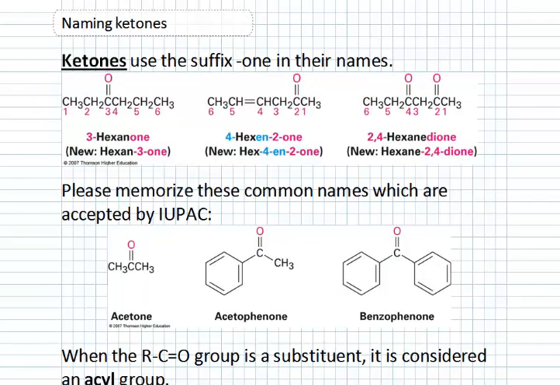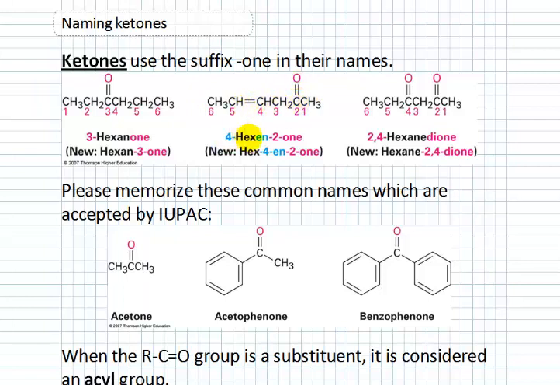Ketones, we name them with a suffix also. We use -one in their names. The ketones, however, do need a locant, a number that indicates the position of the carbonyl group. So ketones will be very similar to alcohols in the way that we've named them. So the location of the carbonyl group will always take precedence over any other groups that we've studied so far. So 3-hexanone. If I have a double bond, the carbonyl takes precedence over the double bond.